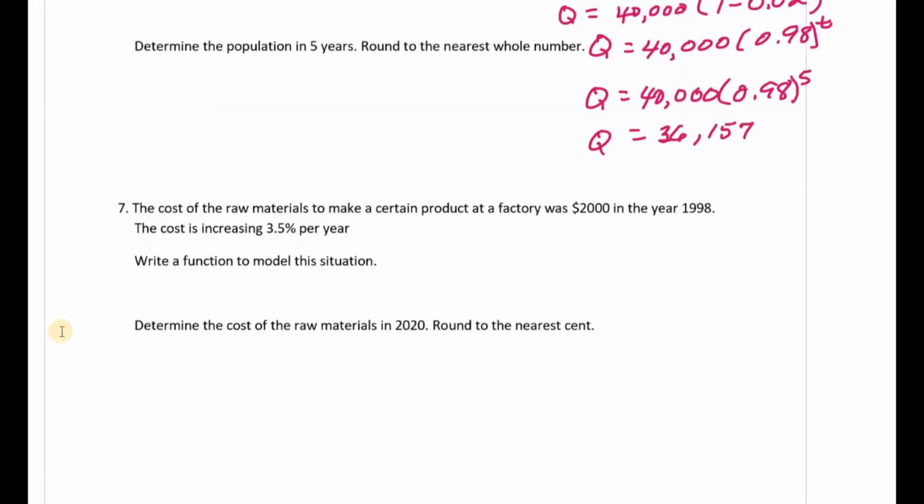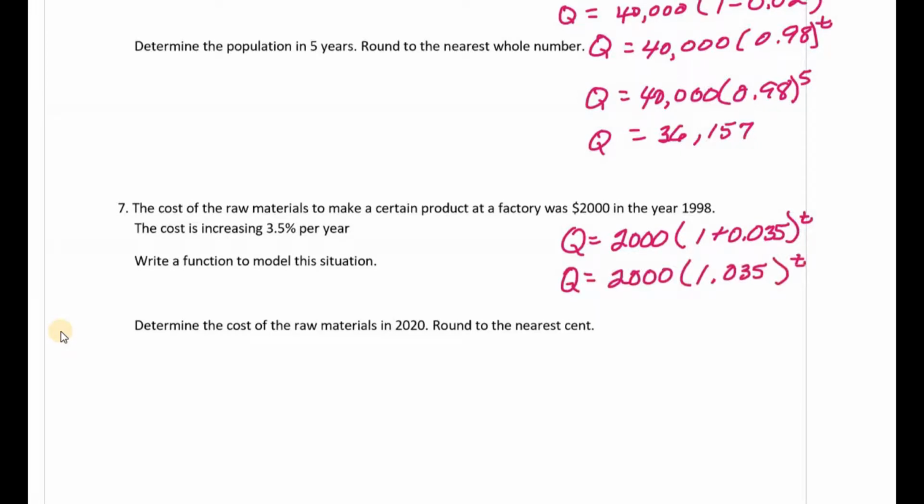Problem 7, the cost of the raw materials to make a certain product at a factory was $2,000 in the year 1998. The cost is increasing by 3.5% per year. Write a function to model this situation and determine the cost of the raw materials in the year 2020. Okay, there's my equation. You can see that my r value is 0.035, and here is that equation simplified. Now the next part of this problem says to determine the cost of the raw materials in the year 2020 and round to the nearest cent.